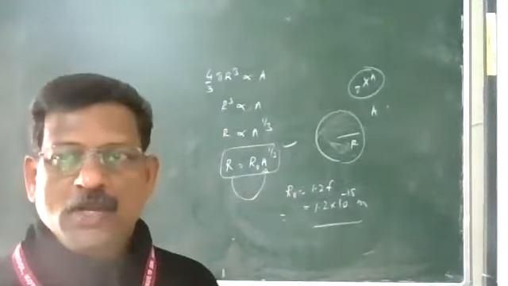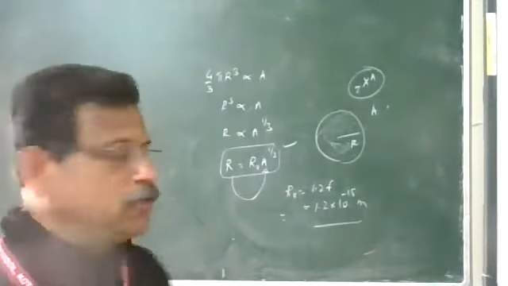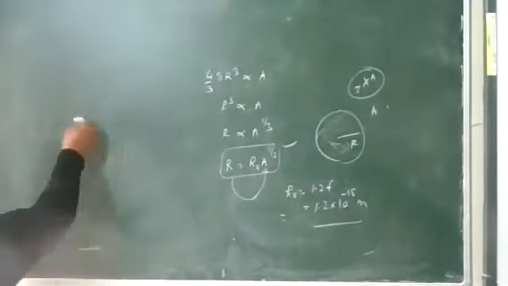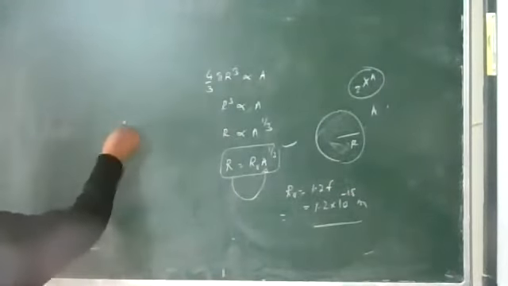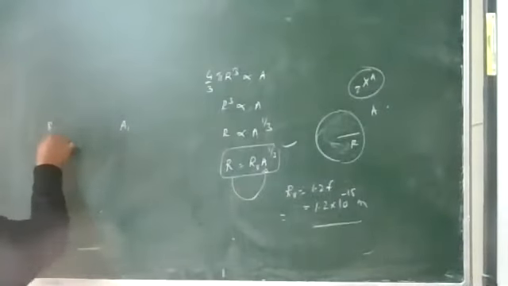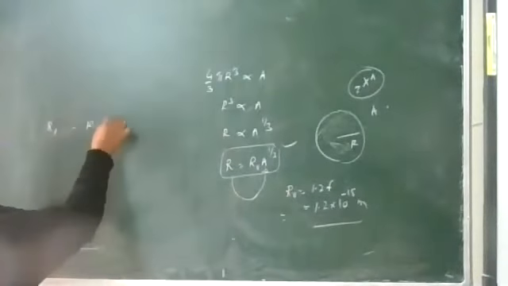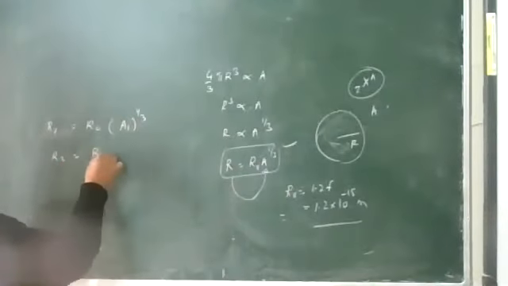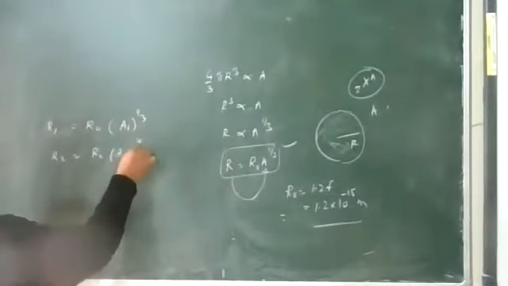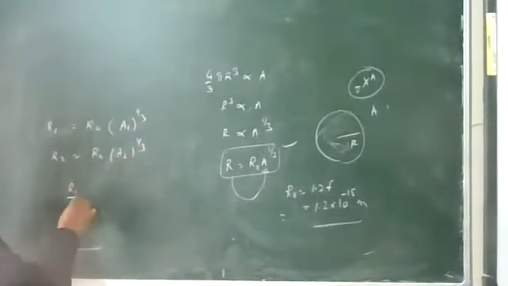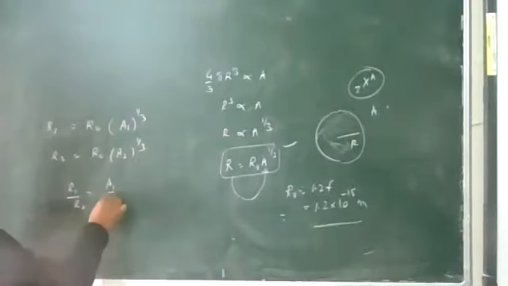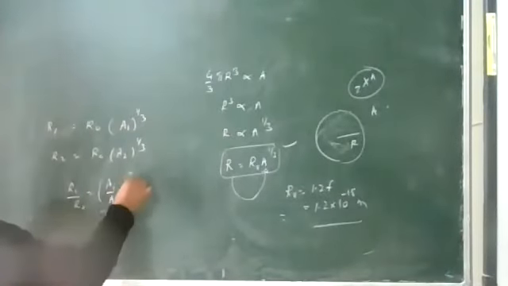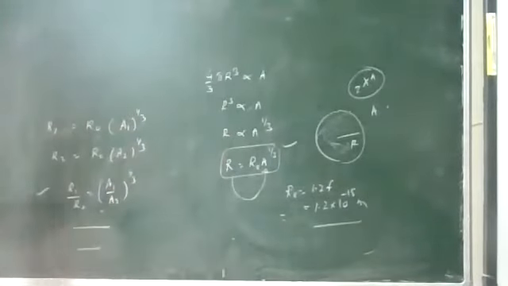Ratio of the radius of the nucleus, you may get R1 by R2. If you have two nuclei, the first one has mass number A1 and radius R1, so R1 equals R0 A1 to the power 1 by 3. The second one has R2, that is R0 A2 to the power 1 by 3, where the ratio R1 by R2 equals (A1 by A2) to the power 1 by 3. So this is the ratio of the nuclear radii.